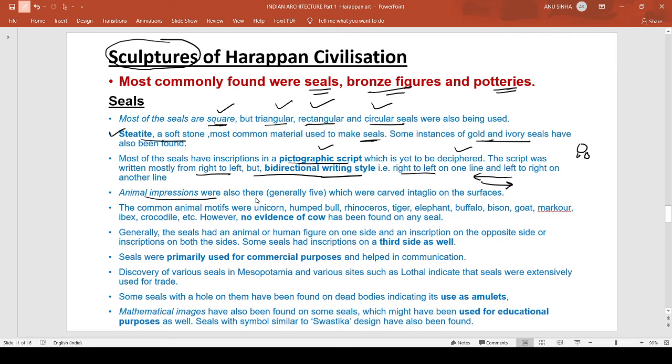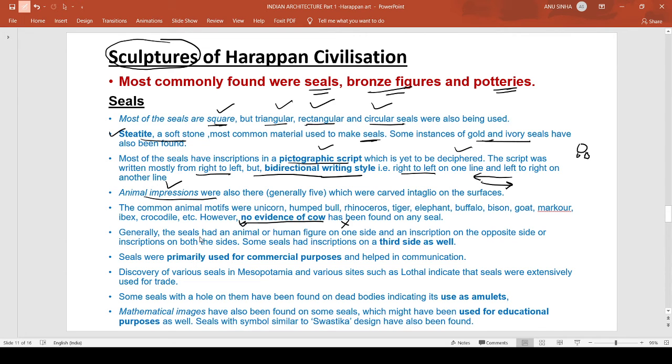Animal impressions were also there, generally five, which were carved in tableau on the surface. So on the seal we even see animal impressions. The common animal motifs were unicorn, humped bull, rhinoceros, tiger, elephant, buffalo, bison, goat, markhor, ibex, crocodile, etc. However, no evidence of cow has been found on any seal. So if the question comes, do we have evidence of cow in the Indus Valley civilization? Then no, because there is no evidence of cow.